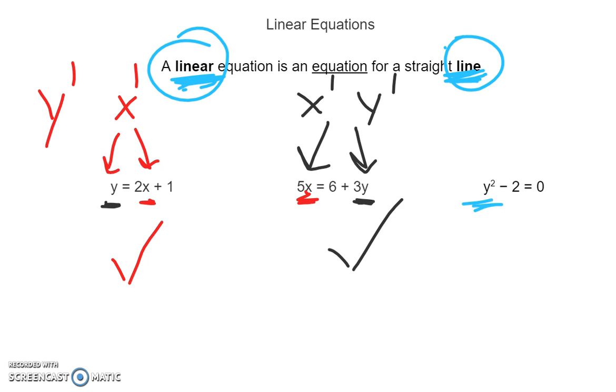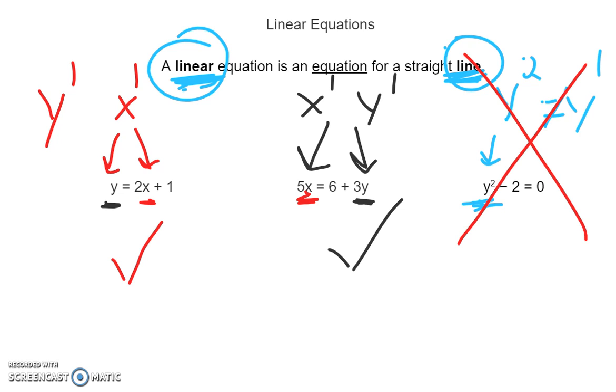The third one, you can see I have a y squared here. Since y squared is not y to the first power, that will not be a linear equation. So we see these x and y's have to be raised to just the first power.